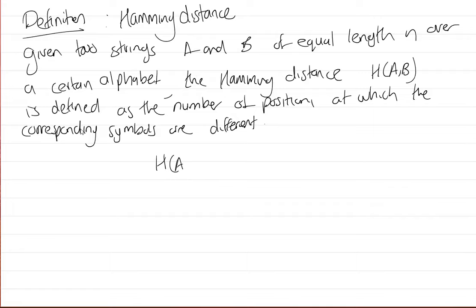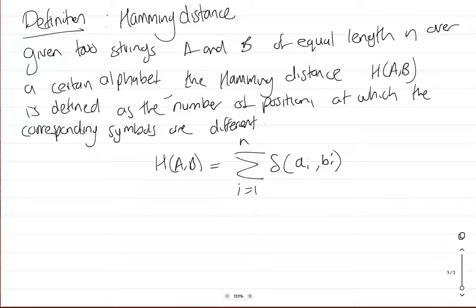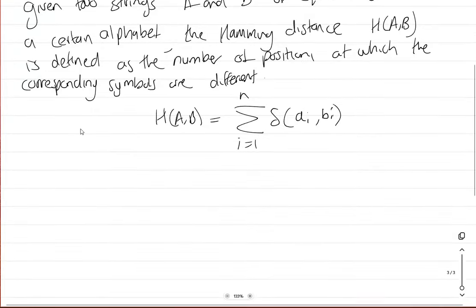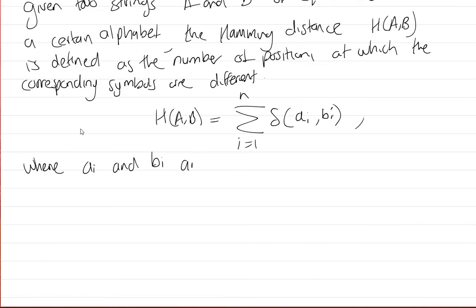Okay, and we can denote it as H(A, B) is equal to the sum from the first bit to the last bit n of some function involving the corresponding bit i from the initial string and the corresponding bit i from the received string. Where A_i and B_i are the ith element of strings A and B respectively.